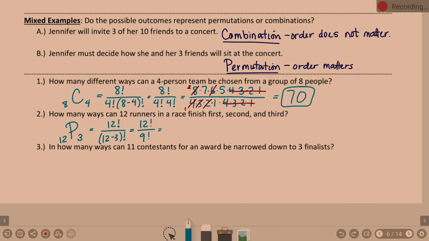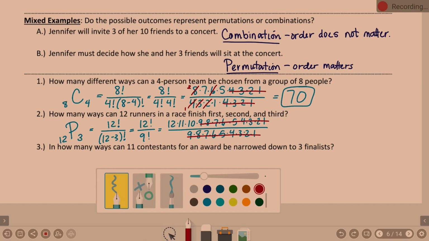Now, do you guys remember how this works from Friday? 12, 11, 10, 9, 8, 7, 6, 5, 4, 3, 2, 1. Could you shortcut this some? Yeah, because on bottom, 9, 8, 7, 6, 5, 4, 3, 2, 1. By all means, feel free to shortcut that. What happens? 12 times 11 times 10. The 9 on down cancels. There's nothing else extra to cancel.